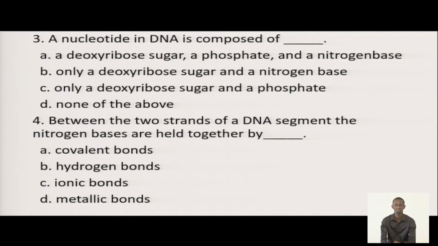Next question. A nucleotide in DNA is composed of nucleotides, a long time ago. Molecules, chromosomes. Where did we meet this again? The DNA structure? Were we talking about RNA? Were we talking about DNA? What do we say are the 3 components that make up a nucleotide?